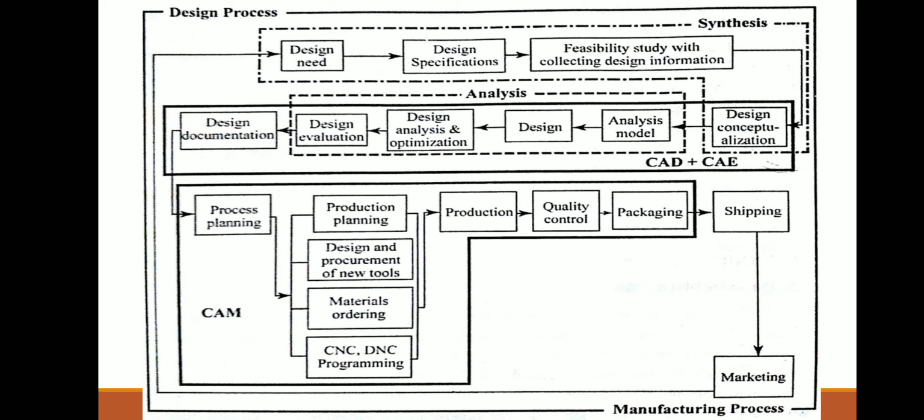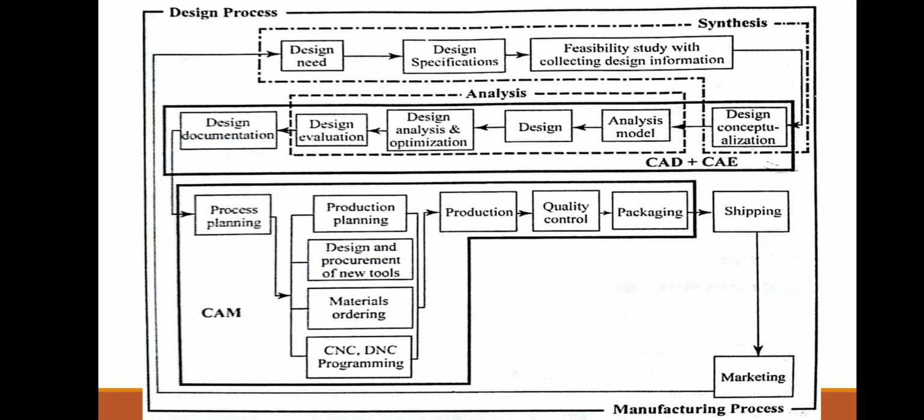Design and procurement of new tools means if we need any special tools or special dies for making these components, we have to analyze and finalize those things. Then material ordering depends upon the customer order. We have to procure the raw materials. This stage is called material ordering. Then we have to prepare the programs for CNC and DNC automatic machines. Based on the production drawing we make the programs, then we execute the production.